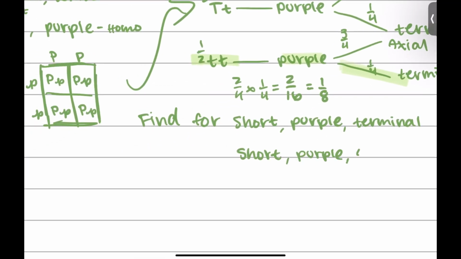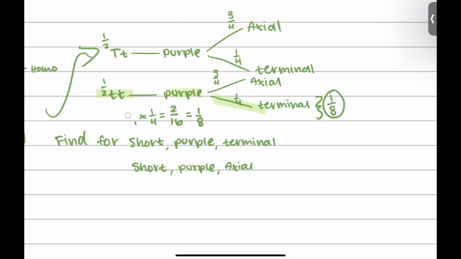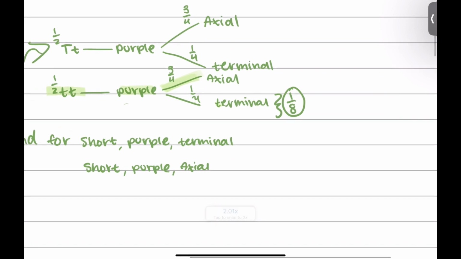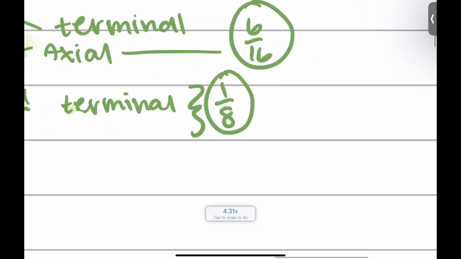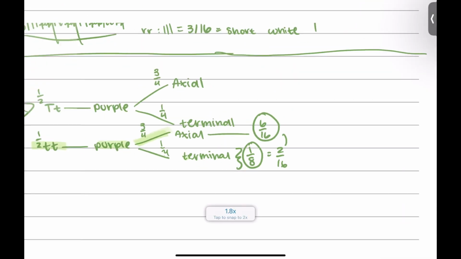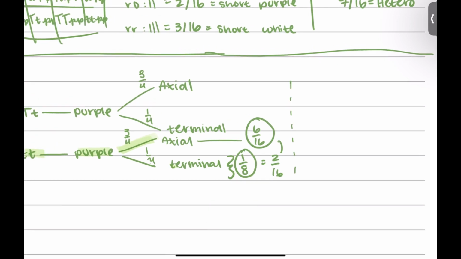Now what if I want a short purple axial flower? So instead of doing the probability of finding terminal, we now know that it's still going to be 1/2 times 3/4 instead of 1/2 times 1/4. So 2/4 times 3/4 is 6/16, and that can't be simplified, so the probability is 6/16. So that's the probability of finding a short purple and axial flower. Simplified it because it's the same base.